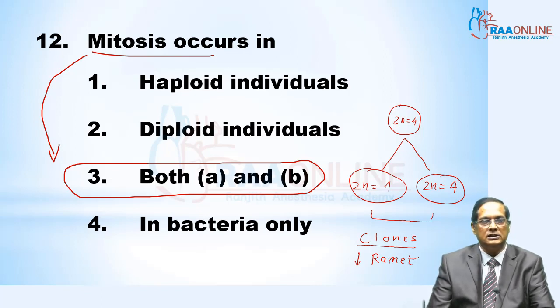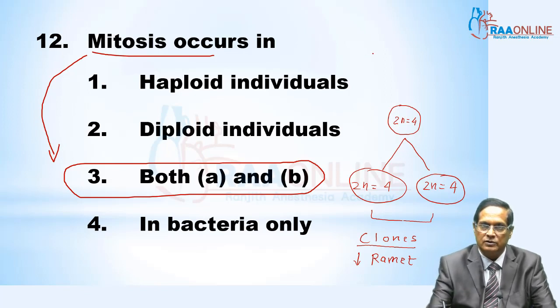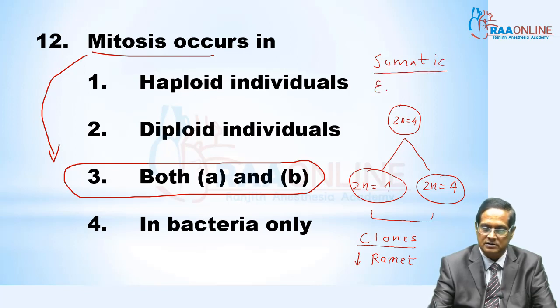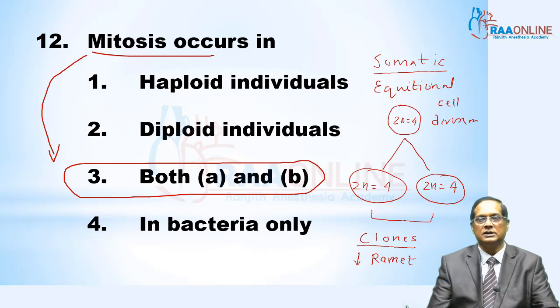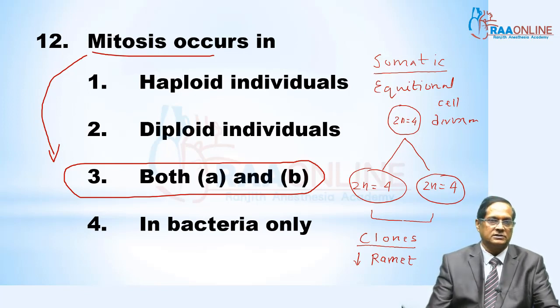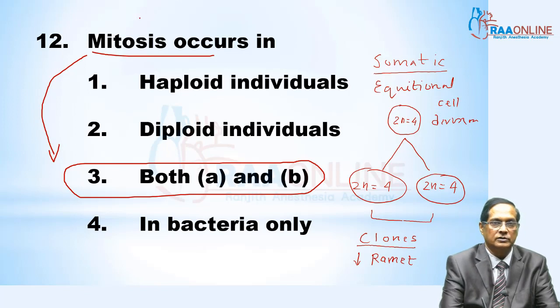Mitosis is common in body cells, which is why it is called somatic cell division. Mitosis is also called somatic cell division or equational cell division. This is the brief discussion of mitosis, and the term mitosis was given by W. Fleming.